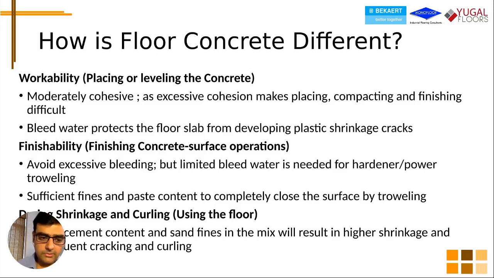In layman language, what I'm trying to say is we need a certain amount of slump to be able to handle the concrete properly. We need some amount of bleed water to prevent plastic shrinkage cracks, because that water layer on top of the concrete slab helps prevent this. Now, once you've placed the concrete and talk about finishing, we definitely want to avoid excessive bleeding, but we do need limited bleeding water because hardener needs some water to be able to bond with the base slab and also to prevent delamination. Further, as the final step of finishing, we need sufficient fines and paste content to completely close the surface while troweling.